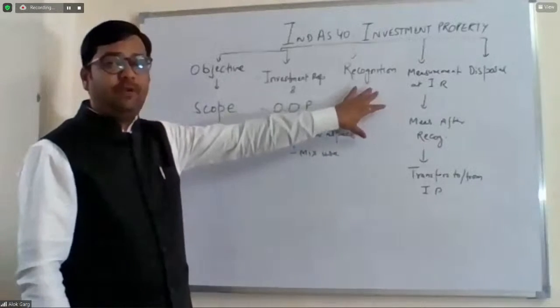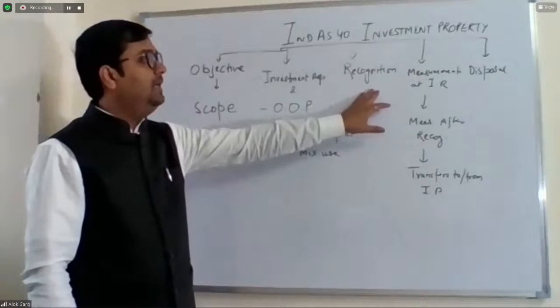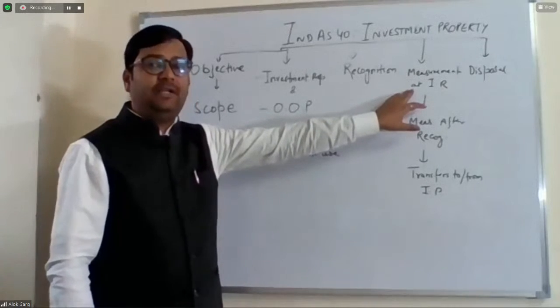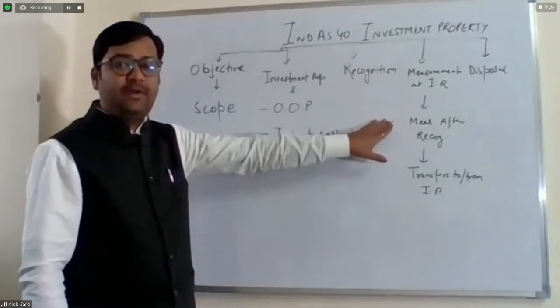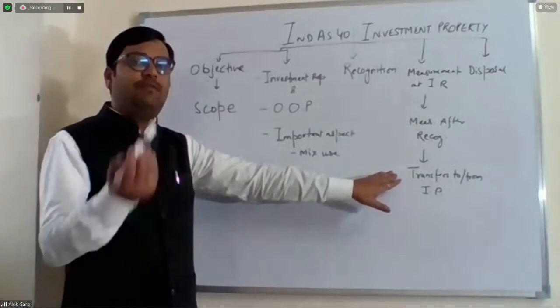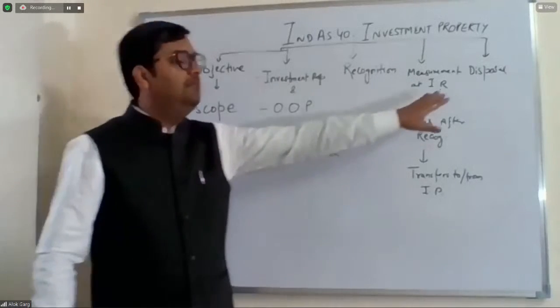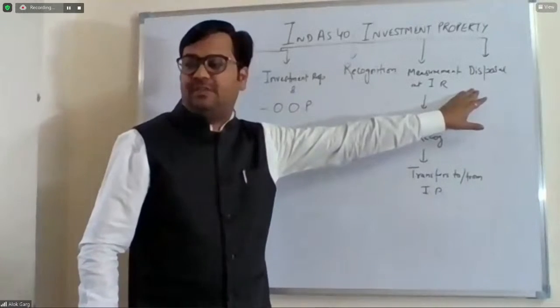We will be discussing when an item like land and building will be recognized as an investment property. Then we will be discussing measurement at initial recognition, measurement after recognition, and what will happen in case of transfers from investment property to other standards and to investment property. Then we will be discussing derecognition, which is disposal.